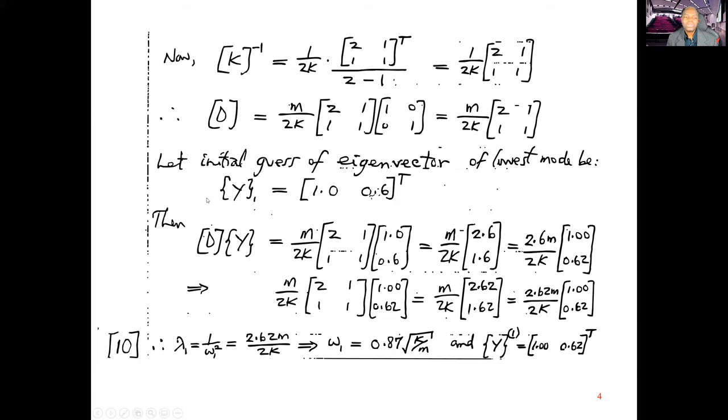In order to obtain the lowest mode, we make an initial guess for the eigenvector of the lowest mode. So I've assumed y sub 1 to be 1 and 0.6. This is actually an educated guess.